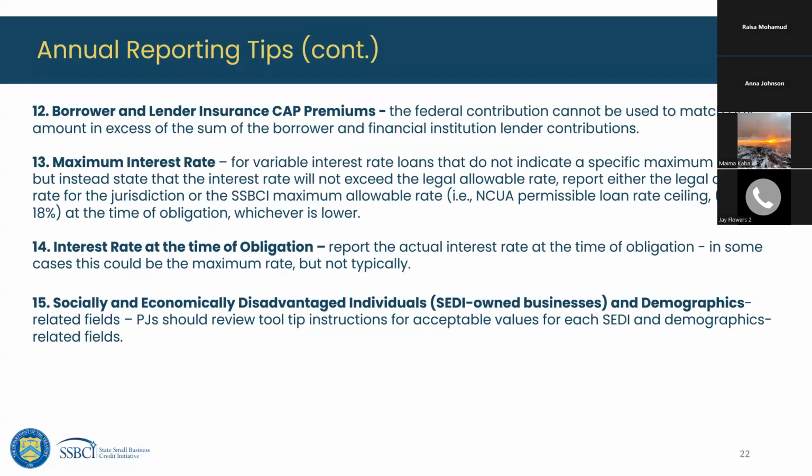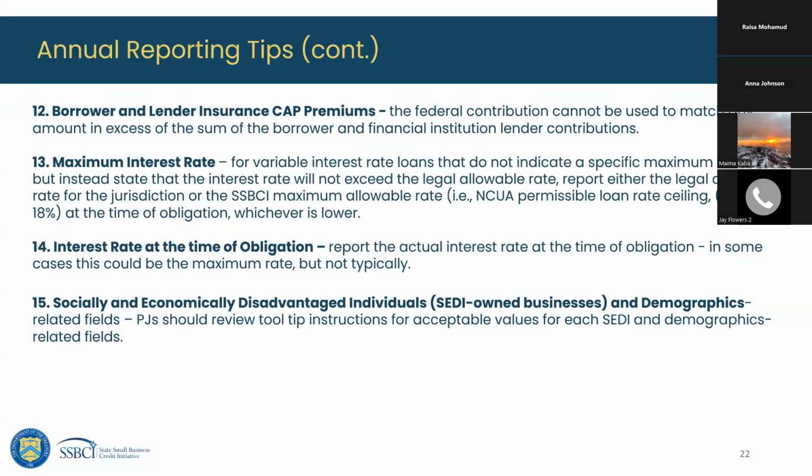Maximum interest rate. For variable interest rate loans that do not indicate a specific maximum interest rate, but instead state that the interest rate will not exceed the legally allowable rate, just report either the legal allowable rate or the SSBCI maximum at the time of the obligation, whichever is lower.